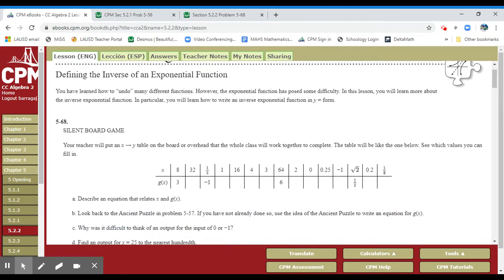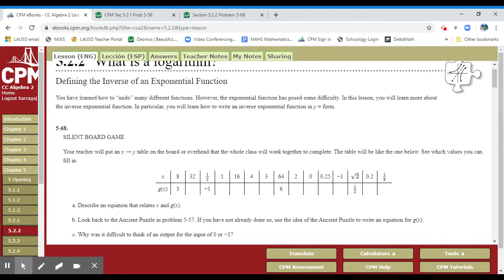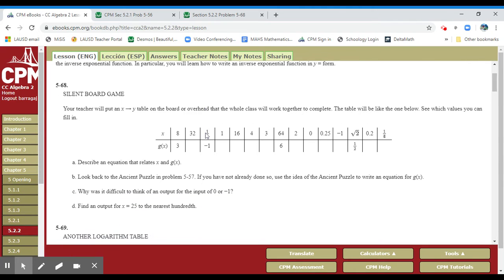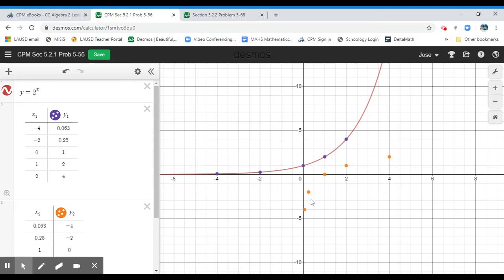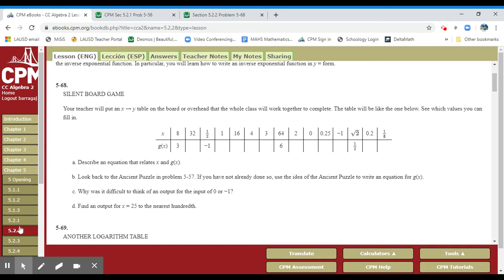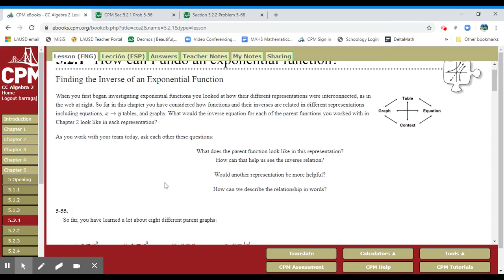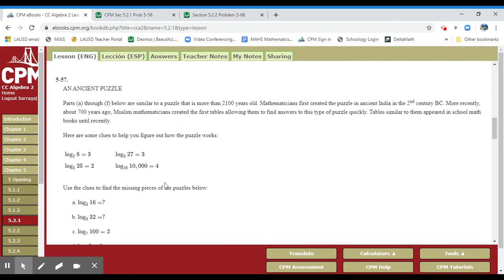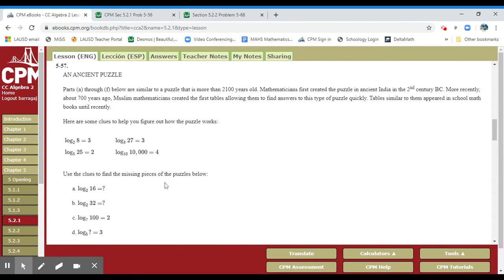What is a logarithm? And remember, we're talking about the inverse of the exponential function, okay? Over the last video, we went over how we found the inverse, and we're using this example here, right? And we were looking at the previous two problems, 5-56 and 5-57. If you haven't done those, you should go back and do those because you will not understand what we're doing here.